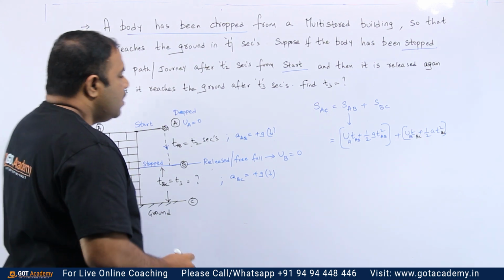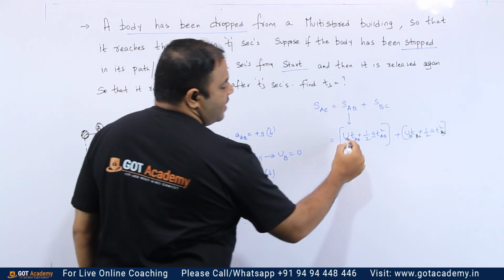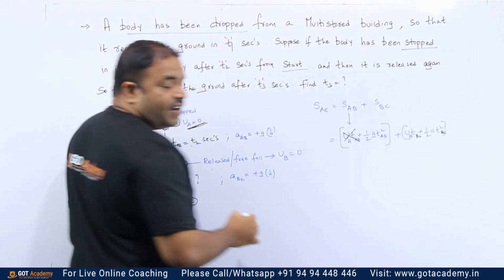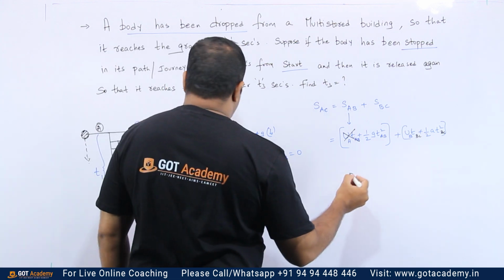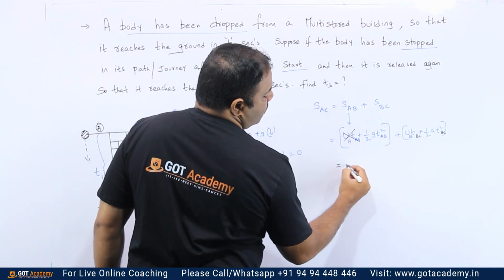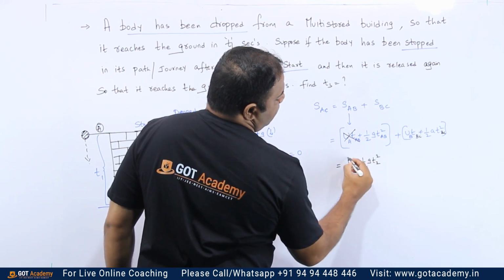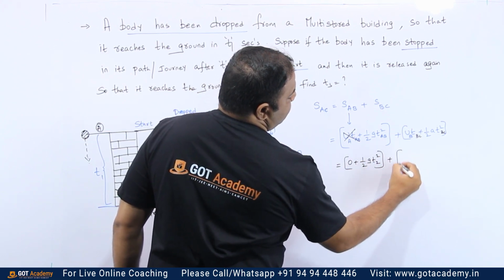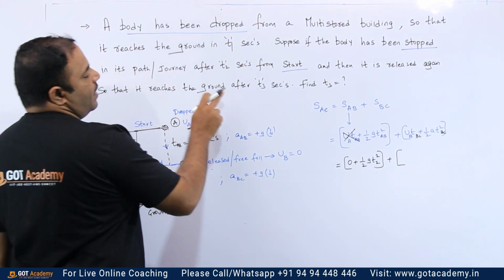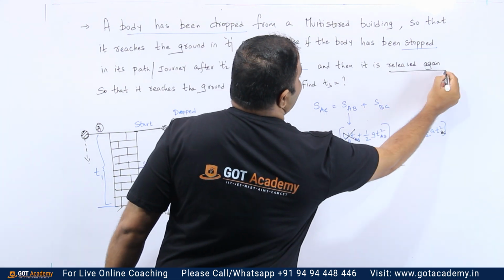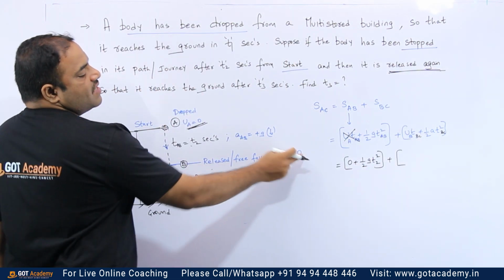Is it clear? So it was very clear that the velocity at point A is equal to 0. So this part is 0, and anything times 0 is 0. Now this t is nothing but T2. So 0 plus half g T2 square, plus, whereas again at point B, it is released, in the sense it is dropped again. Since it is released at point B, again the velocity is 0.